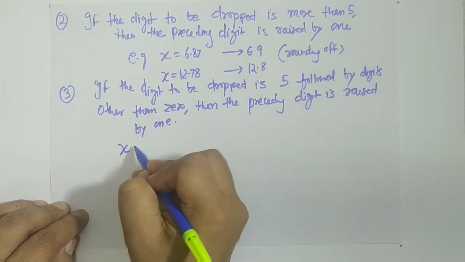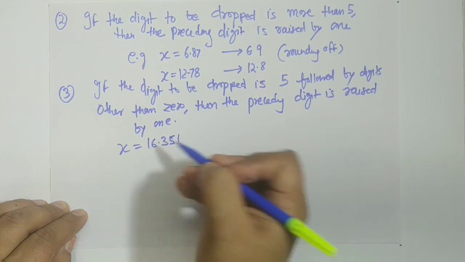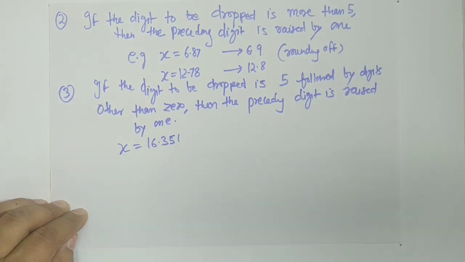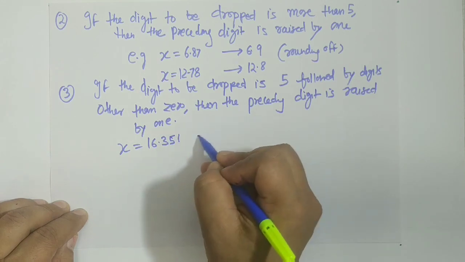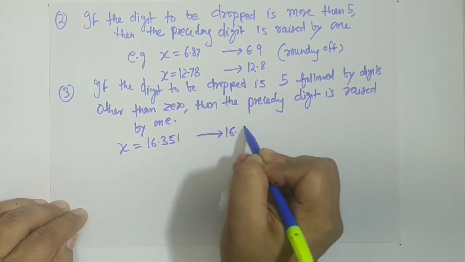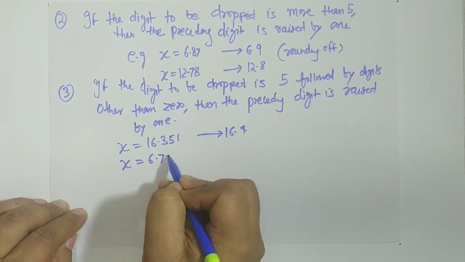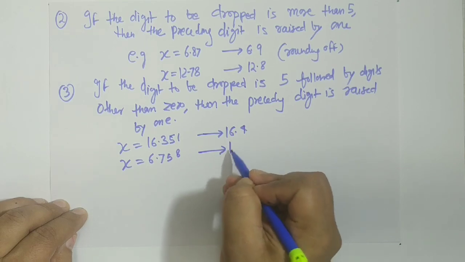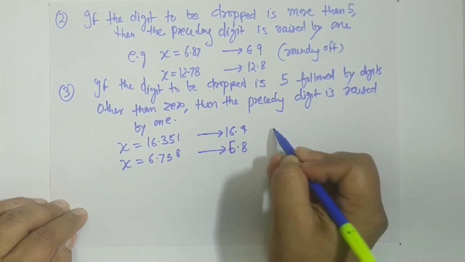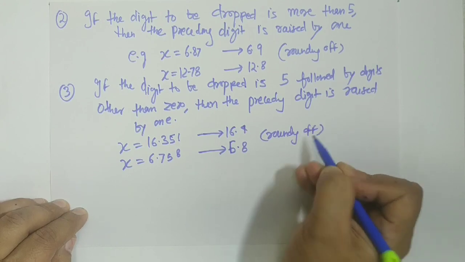How? I can give you another example. Say x is 16.351. Now 351. So we know that we are going to round it off. So it will become 16.4. And if I have x equal to 6.758, it is greater than that, then it becomes 6.8. So you are rounding off. You should know the rules of rounding off when you do the calculation.